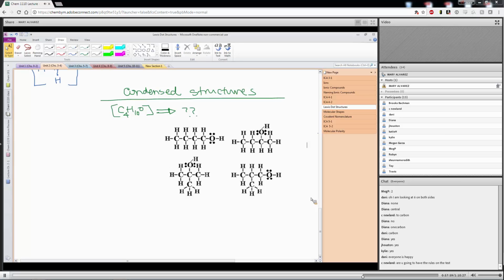So I want everybody to look at these for just a minute and verify that each of these has 4 carbon atoms. Each of these structures has 10 hydrogen atoms. Each of these structures has 1 oxygen atom. And if you want to, you can also verify that each of these structures has used 4 times 4 plus 10 times 1 plus 6, that's 16, 26, 32 electrons. You can verify that each of these has used 32 electrons.